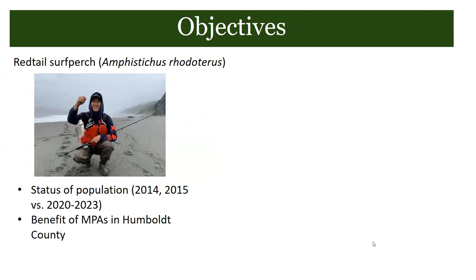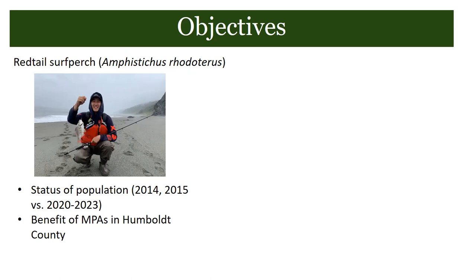The data that we have for both species is a little different, and we sampled for them in a slightly different way. So the objectives of both of these projects are a little different. So let me take you through them. For red-tailed surfperch, we have data from 2014 and 15 and from 2020 to 2023. And we are sampling in marine protected areas and what we call reference sites. And I'll explain what I mean by that in a second. So because of that, we are looking at the status of the population and how it's changing over time and the benefit of marine protected areas for this fish species.